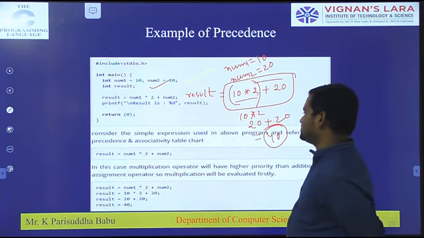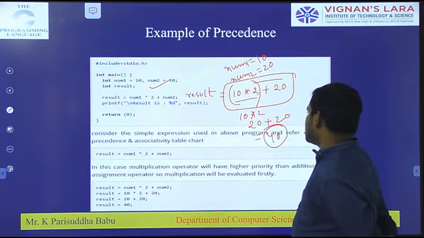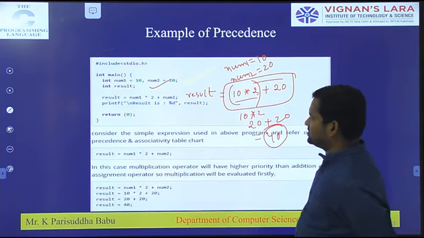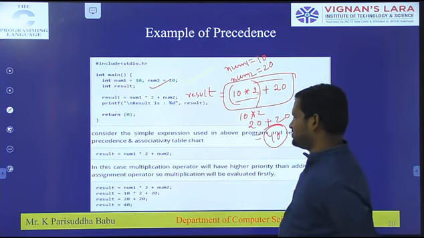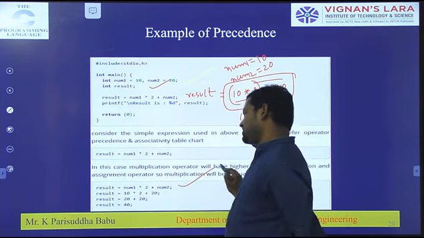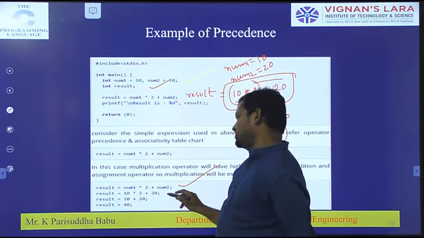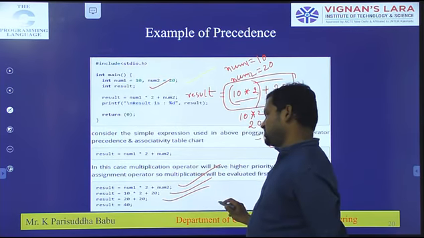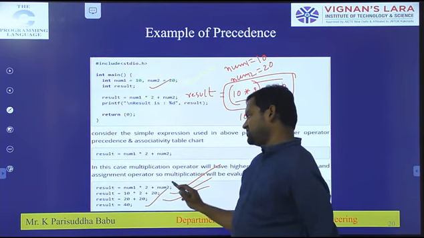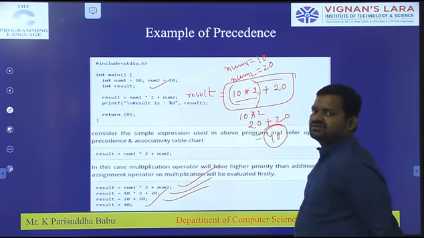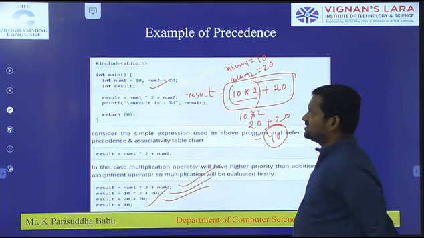Consider the simple expression used in the above program, and refer to the operator precedence and associativity table chart. See, this is what I explained: num1 into 2 plus 20, 10 into 2 plus 20, 20 plus 20. Result is equal to 40.